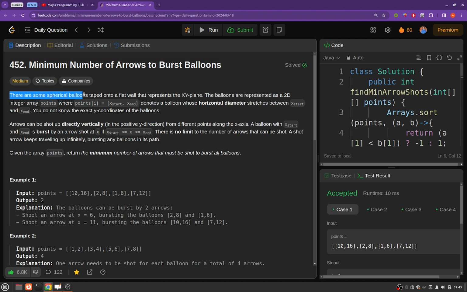There are some spherical balloons on a flat wall representing the XY plane. The balloons are represented as a 2D integer array points. Each balloon has a starting x coordinate for its diameter and an ending x coordinate for its diameter, representing its horizontal diameter.